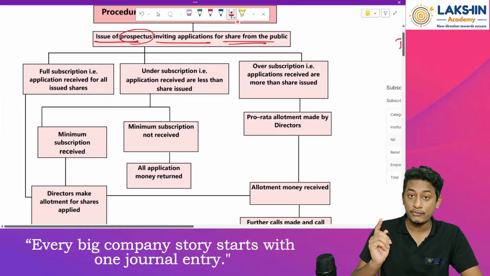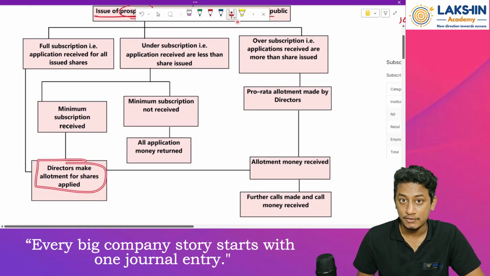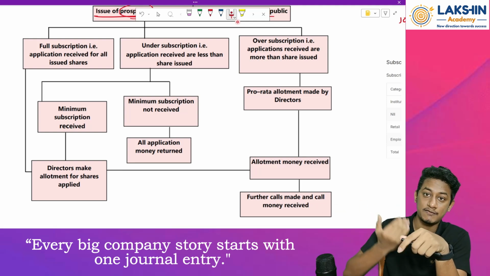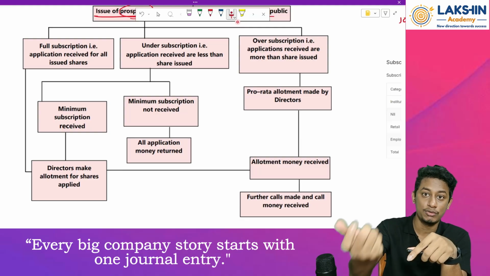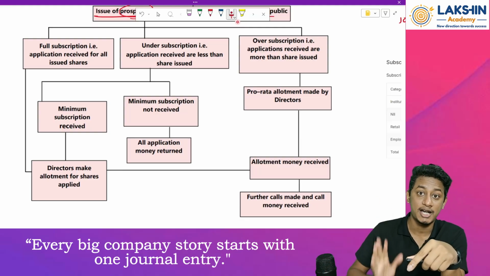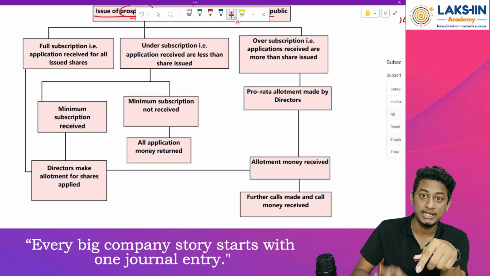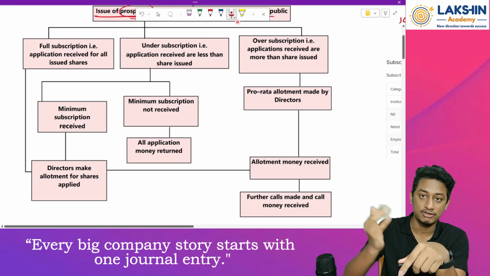Now what happens when the full subscription is done? Directors make allotment for shares applied. So whatever shares are issued, they get the applications from people saying that they want to subscribe to the shares. So 10,000 shares were issued to the public, and 10,000 shares have been subscribed by the public. That means the public is willing to pay the company for 10,000 shares. Right? 10,000 equals 10,000, whatever applications are received.